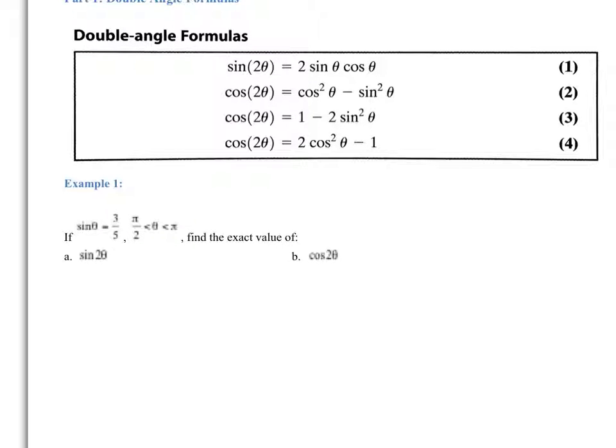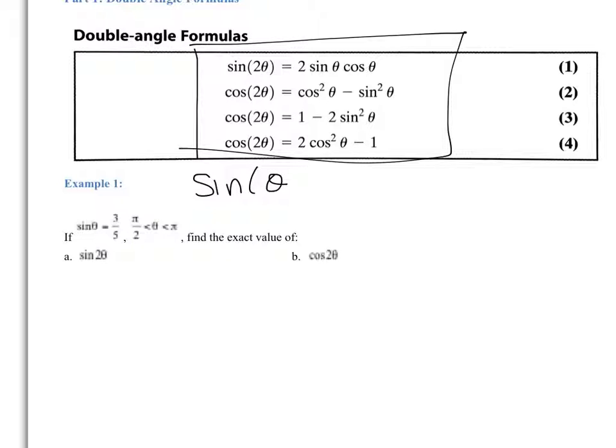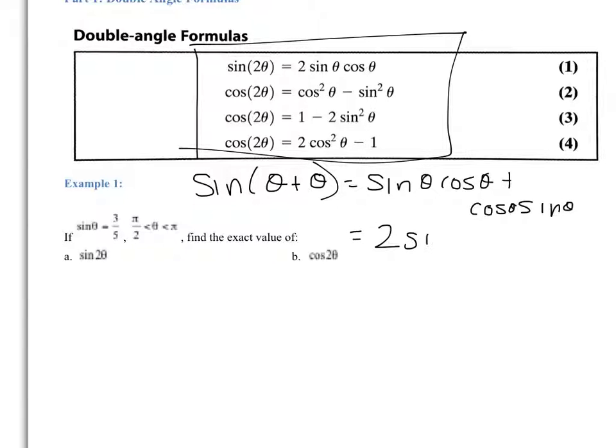So for everyone that's missing class today, here's briefly what we're going to be doing. All of the formulas that you see up here are derived from what we did yesterday, so the sum or difference formulas. So for example, if we took the sine of theta plus theta, which is 2 theta, and we used the sum or difference formula from yesterday, we would get sine cos plus cos sine. These two are the same exact thing, so we get 2 sine theta cosine theta, which is exactly what we get if we look at this formula right here.